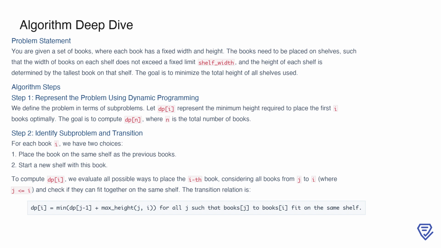To break this problem down further, we identify that for each book i, we have two options. We can either place the book on the same shelf as previous books or start a new shelf with this book. The transition relation for the dynamic programming approach is expressed as dp[i] = min(dp[j-1] + max_height(j, i)), where we iterate through all j such that books from j to i can fit on the same shelf. This allows us to explore all valid configurations for placing the books efficiently.